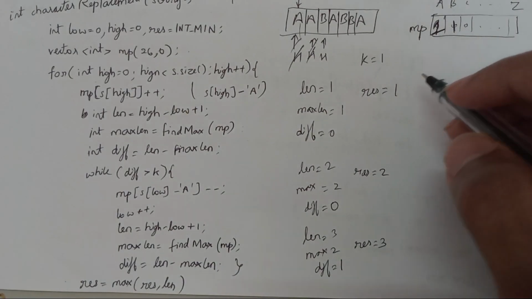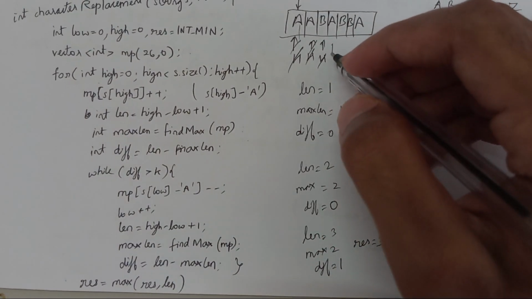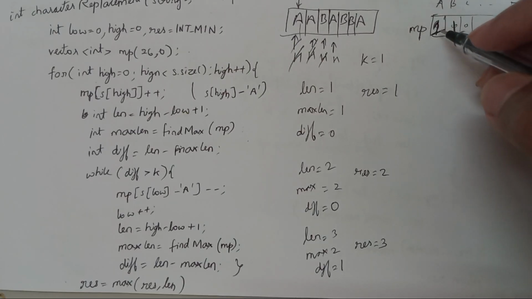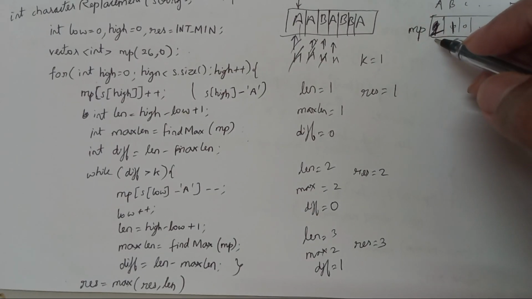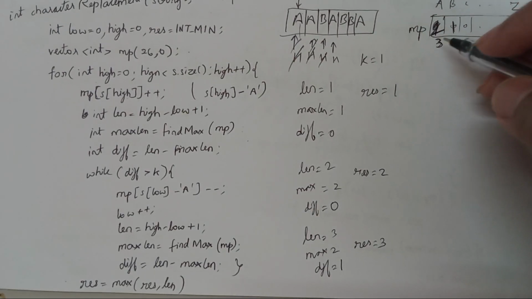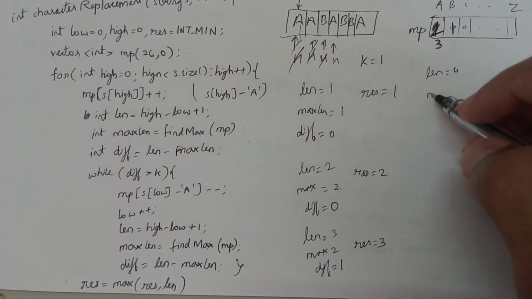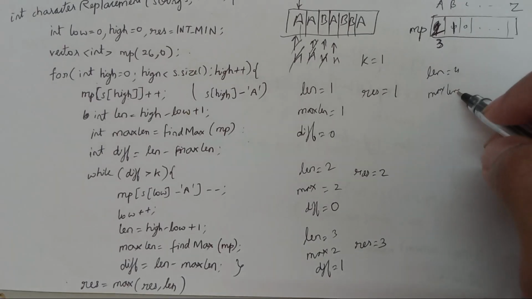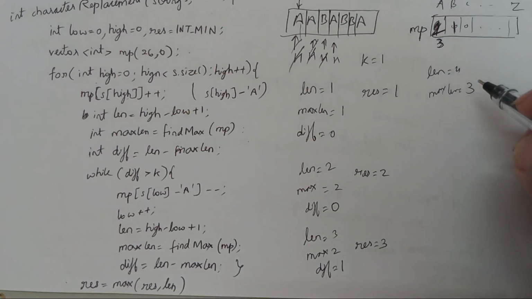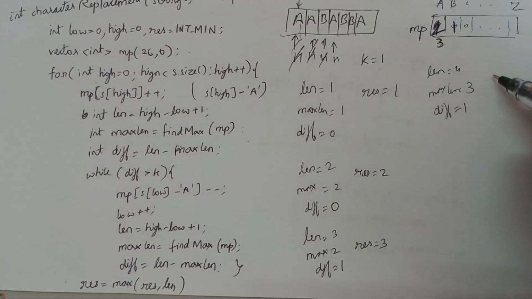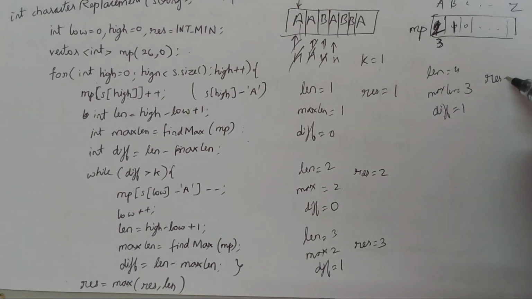Next iteration, high will be updated to here, fourth position. Again A becomes 3, so this will be 3 now, and length is equal to 4. Max length is equal to 3, difference is equal to 1, and we ignore the while loop and result will be 4.